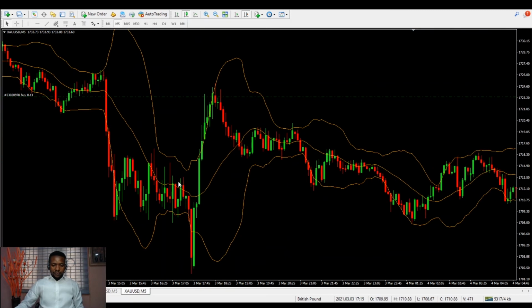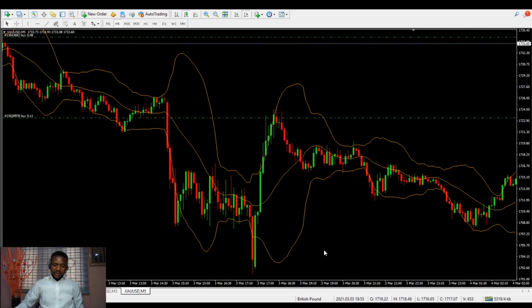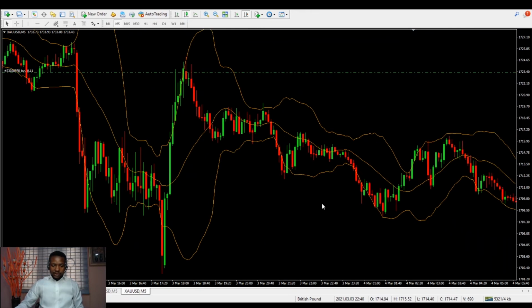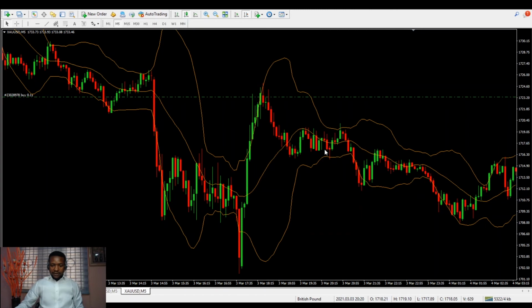So we'll be focusing on the bounce and riding the trend. But now I believe you understand the squeeze of a Bollinger Band. This is another example here. So let's move on.